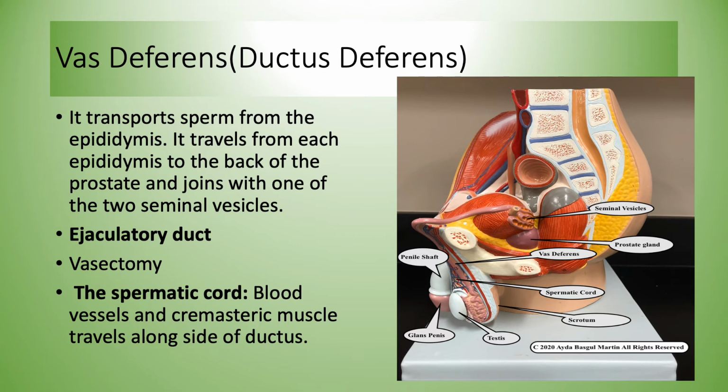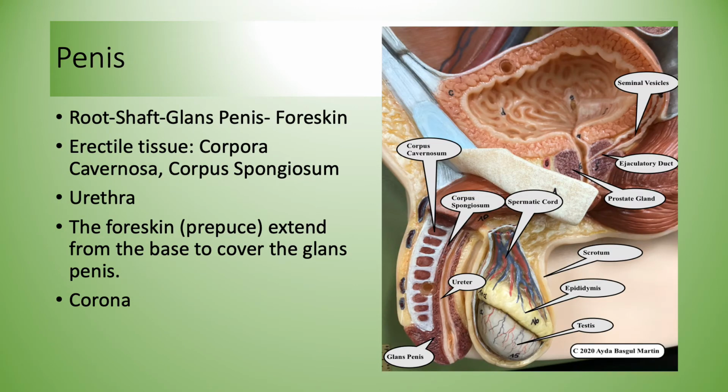A spermatic cord is another anatomical structure. Inside the scrotum, the ductus deferens travels with the blood vessels and cremasteric muscle, and they are intertwined. They form the intertwined structure we call the spermatic cord.